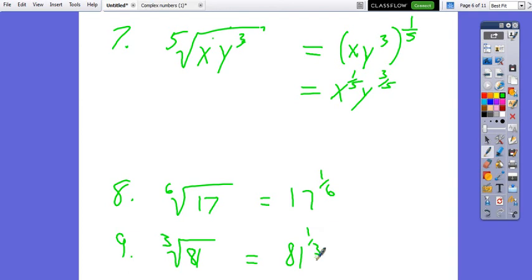Now just be careful and make sure that whatever is underneath that radical, you keep it together in parentheses until maybe you decide that you want to simplify, like we did here. Keep it together so you don't get confused. Use the rules of exponents. The rules of exponents will take you to the answer if you are consistent.